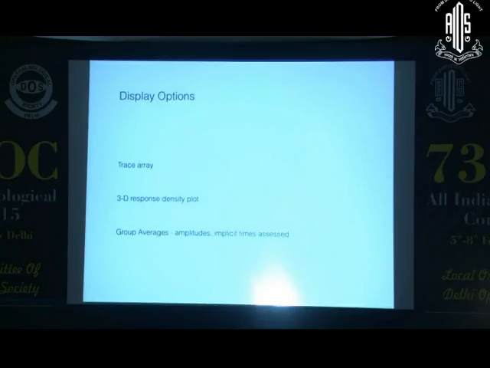Now, what printouts do you get? You can have either what we call a trace array, or you can have something called a 3D plot.